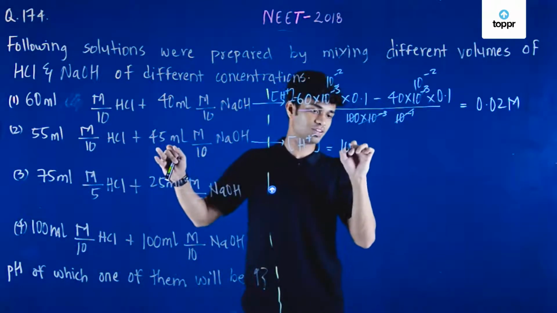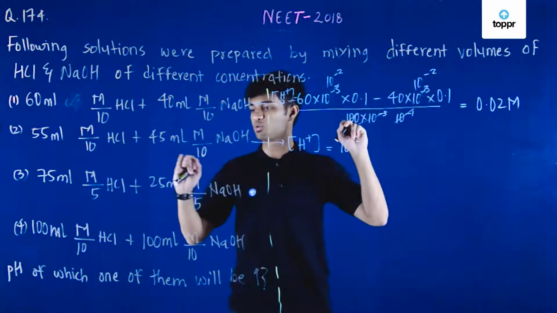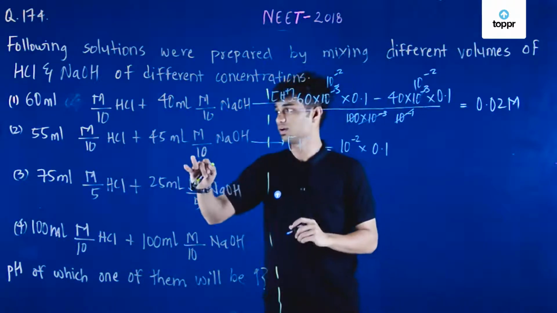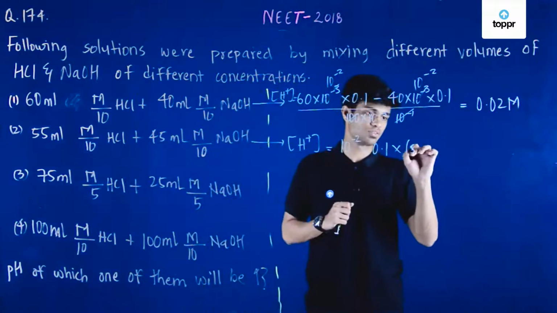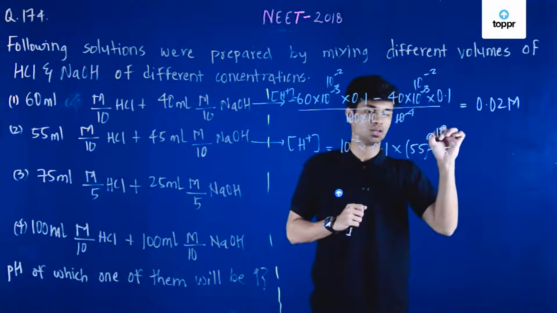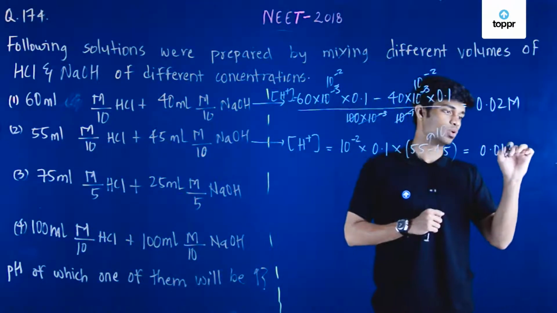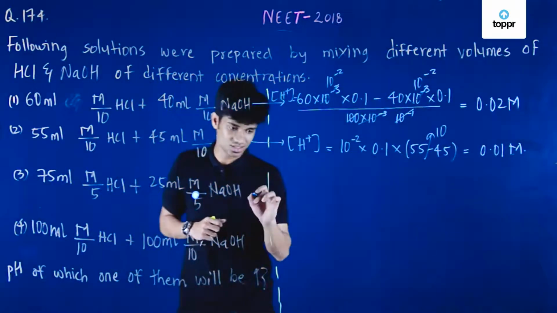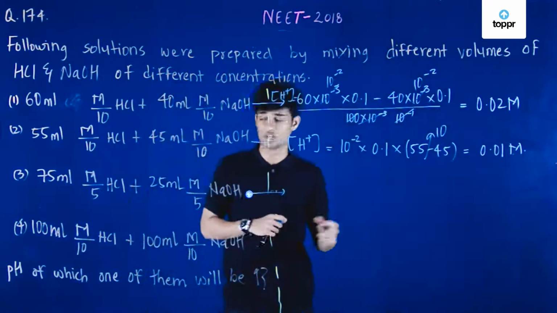So this is how it's going to look like. I have 10 power minus 2 common because this is the common factor. Once again, I have 0.1 molar concentration. This is once again going to come out as 0.1 molar into 55 minus 45, which is nothing but 10. So this 10, 0.1 cancels out and I get 0.01 molar as the concentration of H+ ions. Coming back to the same thing for option 3, this is 1 by 5, so that is 0.2.